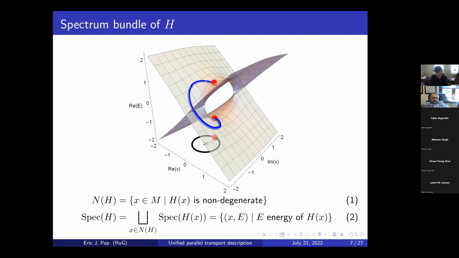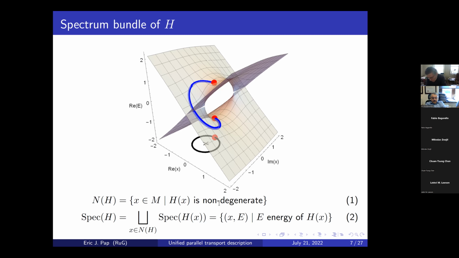So I hope I can convince you that this is like a lifting problem. So there's the path, here's the initial condition, and this is like the solution. And hence, we can basically use standard results from covering theory once we show that these energy bands form a covering space of the parameter space. And so to do that, we need to be a bit more formal. So the space of non-degeneracies, I like to write NH. So these are all x in the parameter manifold for which h(x) is non-degenerate. And this means that h(x) has n different eigenvalues, where n is the finite dimension of the state space.